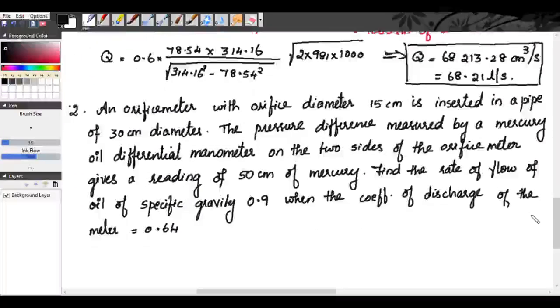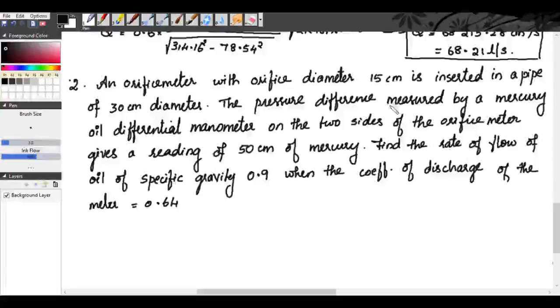Our second problem is an orifice meter with orifice diameter 15 centimeter inserted in a pipe of 30 centimeter diameter. That means orifice diameter, that is DO, is 15 centimeter, D1 is 30 centimeter. The pressure difference is measured by a mercury oil differential manometer. The manometer consists of mercury on the two sides of the orifice meter, giving a reading of 50 centimeter of mercury. That means this is X. X is equal to 50 centimeter of mercury.